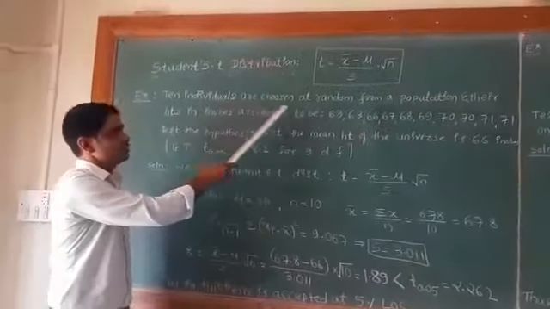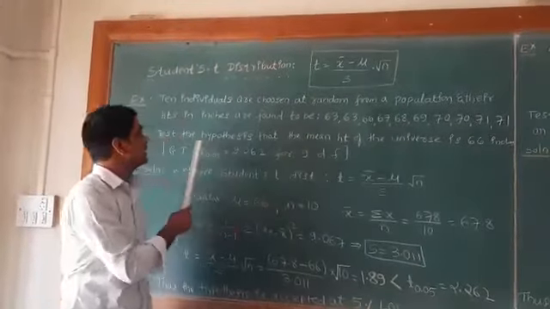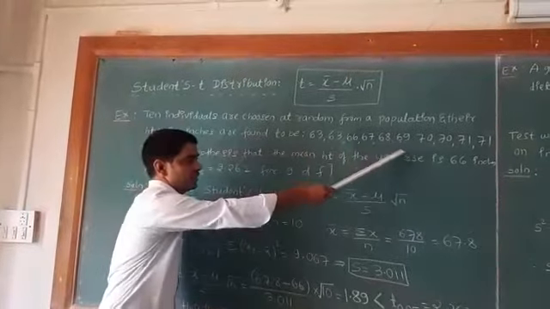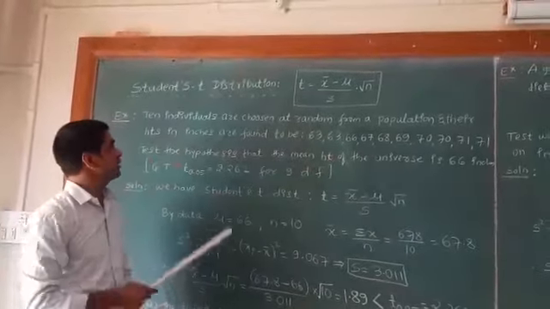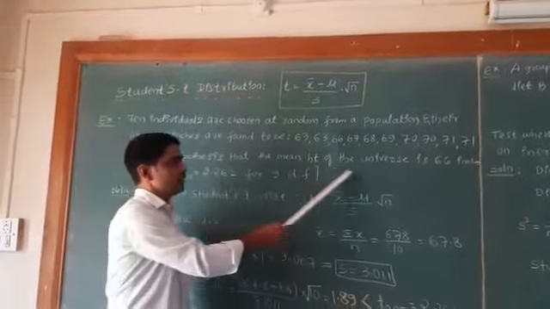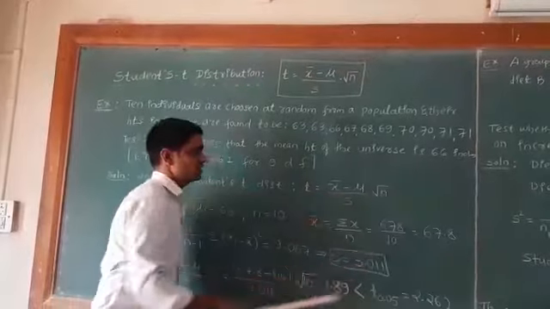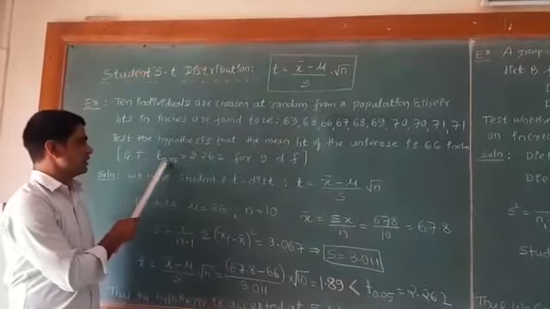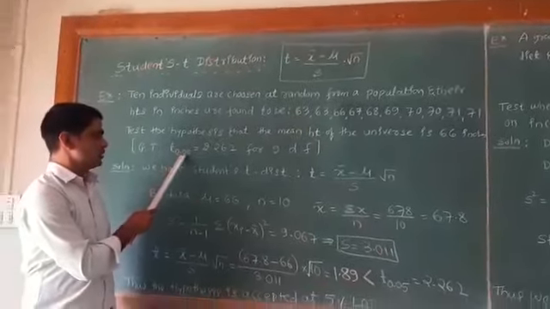10 individuals are chosen at random from a population and their heights in inches are given; these are the 10 heights for the individuals. We have to test the hypothesis that the mean height of the universe is 66 inches. In this problem they have given t of 0.05 equal to 2.62, which means it is a t distribution problem.